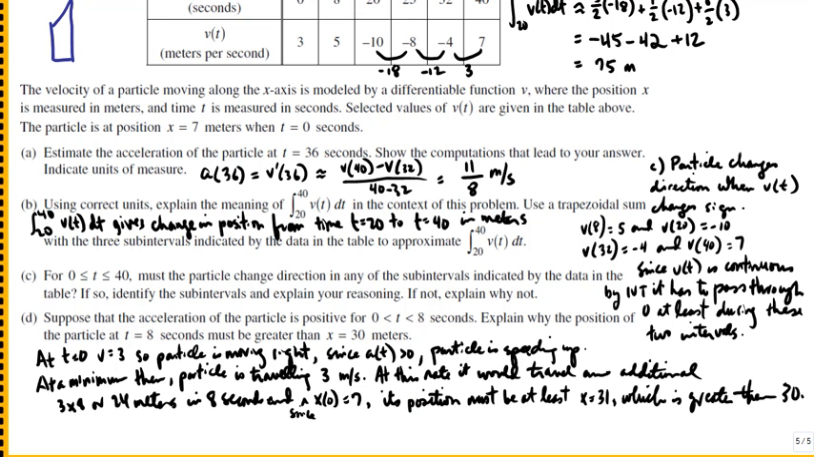So its position would be at least 31. So it started at position x equals 7, and it increased 24 more units to the right, so it should be at least at position 31, which is greater than 30. And that answers this question. So that wraps up this problem.